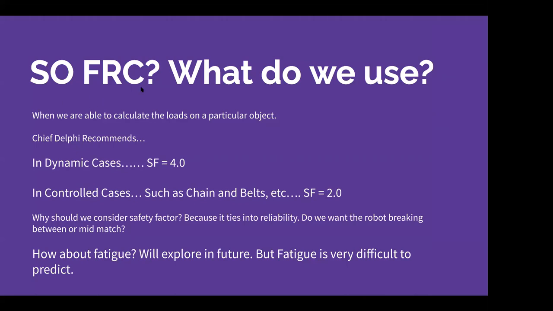So in FRC and FTC, I'll remind you, what safety factor do we use? We use a safety factor of 4.0 in dynamic cases. Why do we use 4.0? Boeing uses, I think, 1.5. We use 4.0 because in FTC and FRC, we don't actually really calculate everything. A lot of times we just presume our designs. We just kind of guess. And in controlled situations, we can use a safety factor of 2.0.